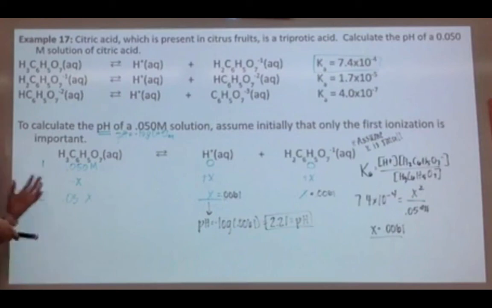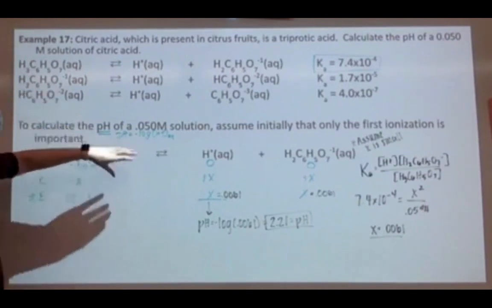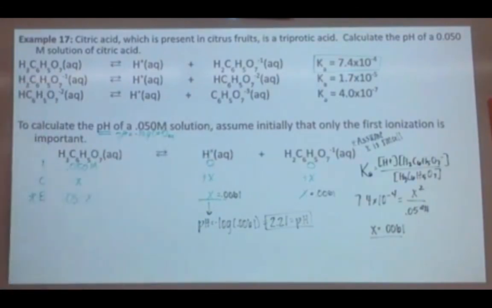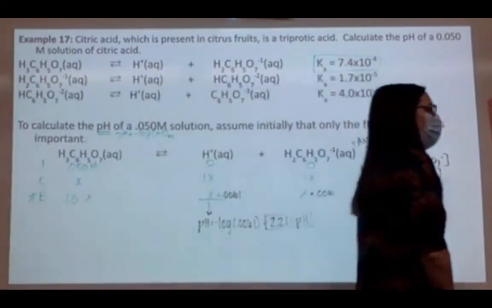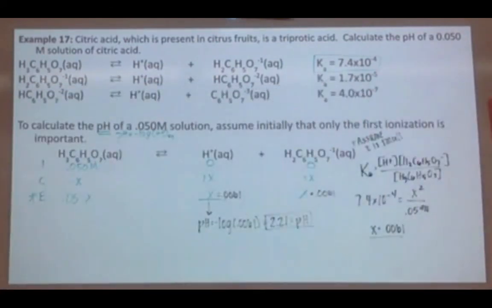So this is just like what we've been looking at before. We looked at calculating pH a couple days ago, but the difference here is that we had a polyprotic acid. In this case, it was triprotic. When you have an acid with multiple protons, we are always going to assume that only the first ionization is important, right? Just the first ionization. Any questions on this one?